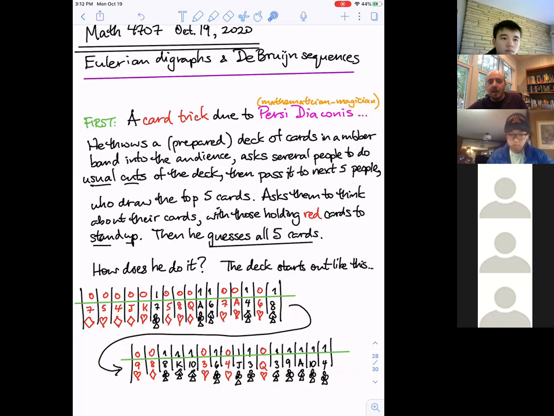Okay. And the point about that sequence of cards is I want to think about which ones are red and which ones are black in this sequence of cards. And when we come back from the break, I'll see if anybody can figure out what's good about this preparation of the cards that lets him do the trick.